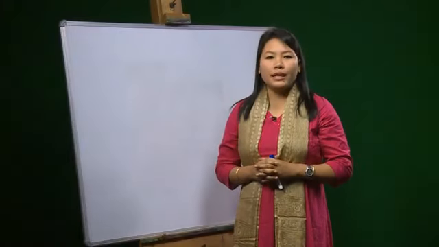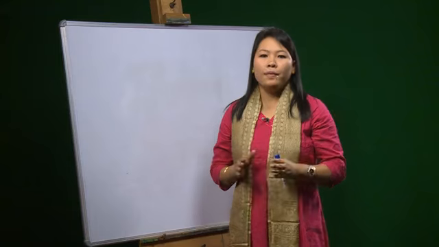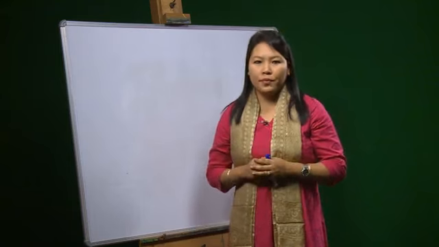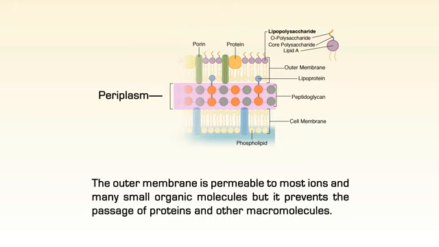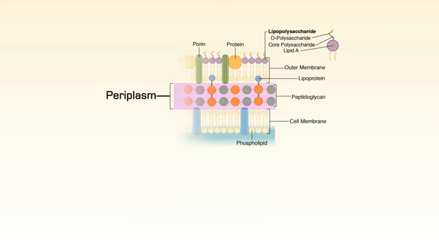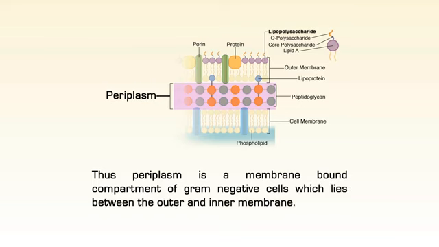So next, we'll see the periplasm of gram-negative bacterial cell. The outer membrane of the gram-negative bacteria is permeable to most ions and many small organic molecules, but it prevents the passage of proteins and other macromolecules. And thus, the periplasm is a membrane-bound compartment of gram-negative cells which lies between the outer and the inner membrane.